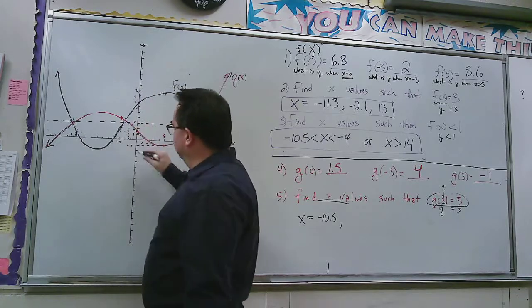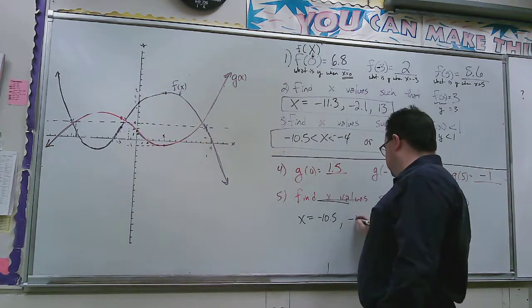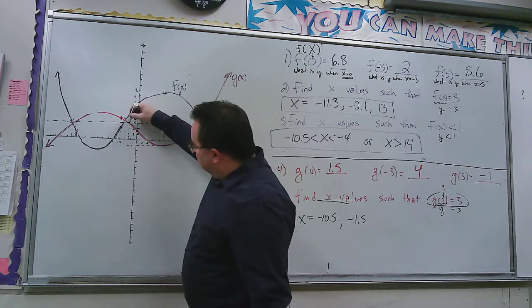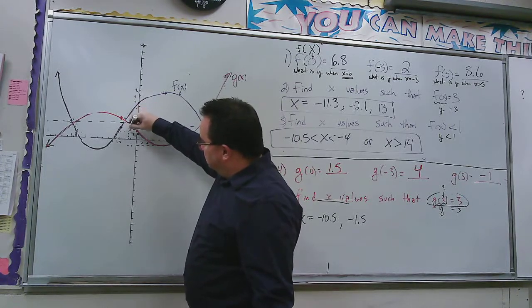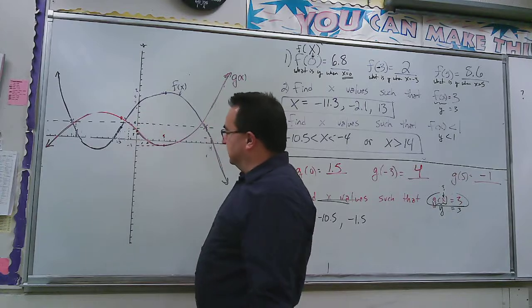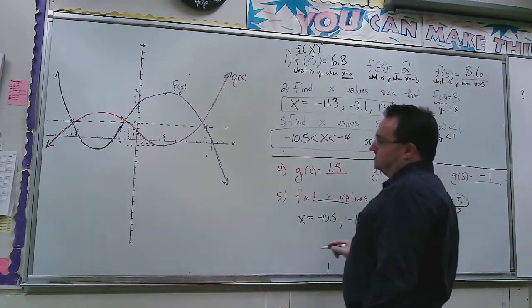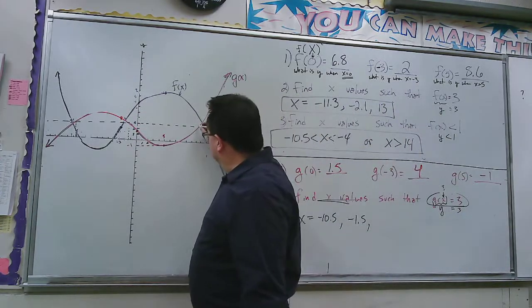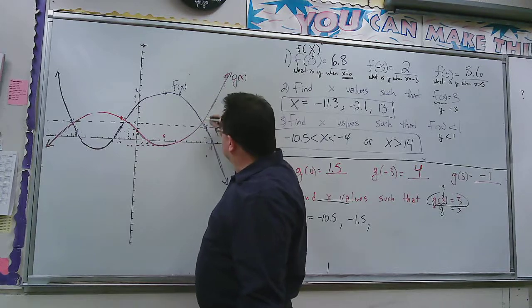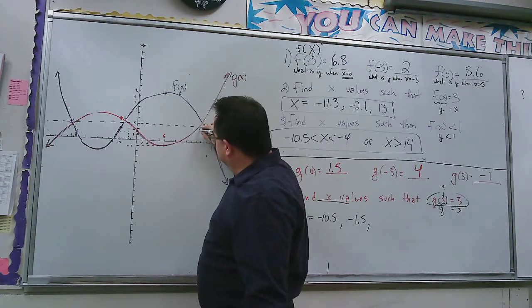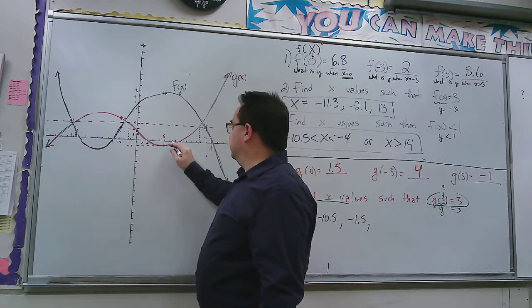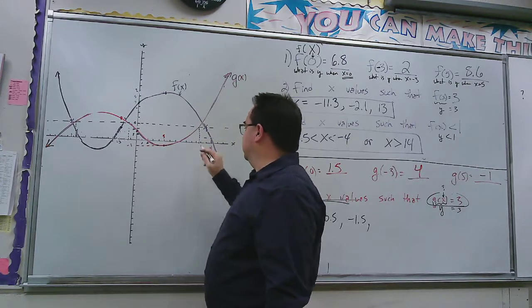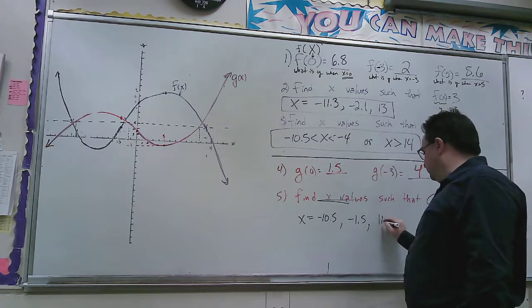About minus 1.5. Right? Here's the red one hitting the 3 level, and I drop down and I see it's around the minus 1.5 mark. And then here's one. The red curve, G, is hitting y equals 3 right about here. 4, 5, 6, 7, 8, 9, 10, 11. Let's call it 11.7.